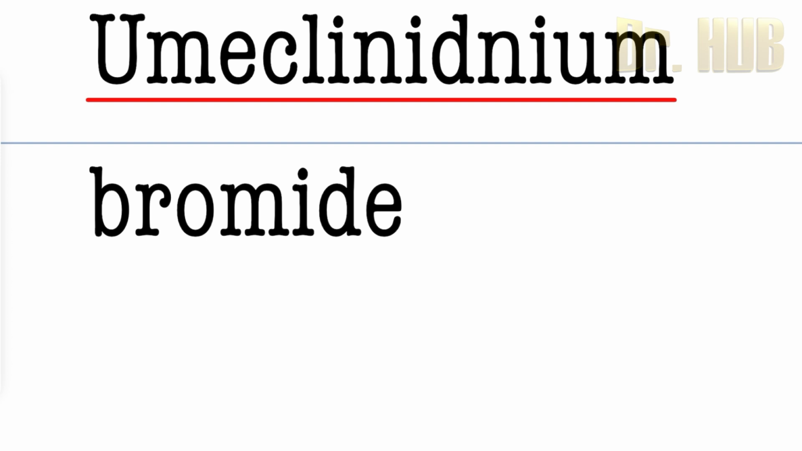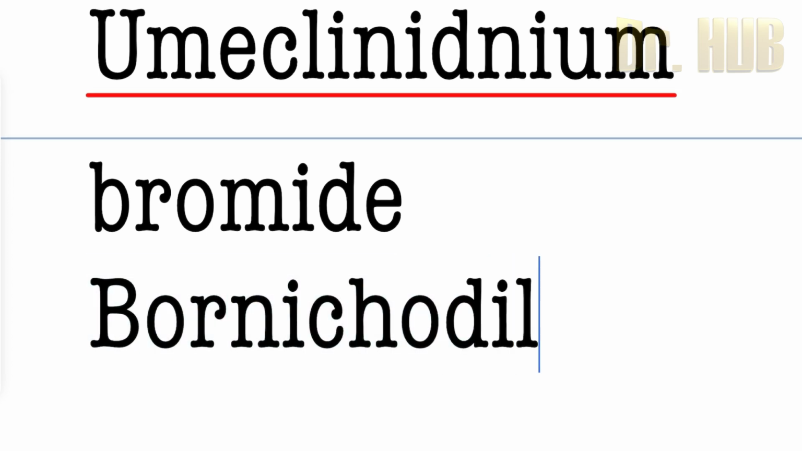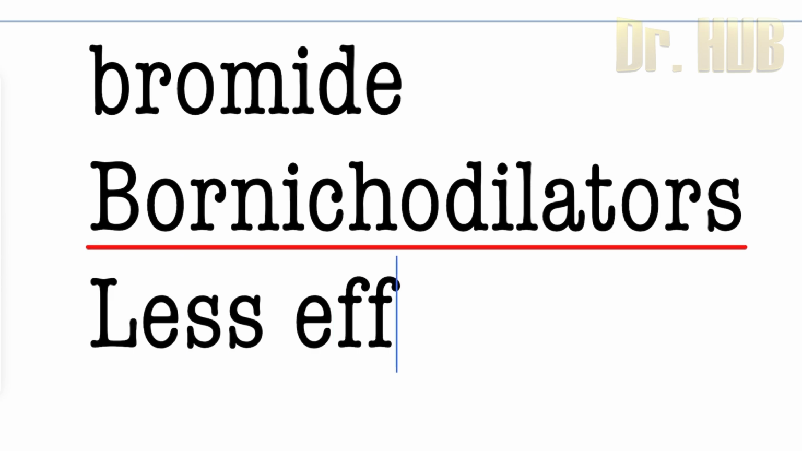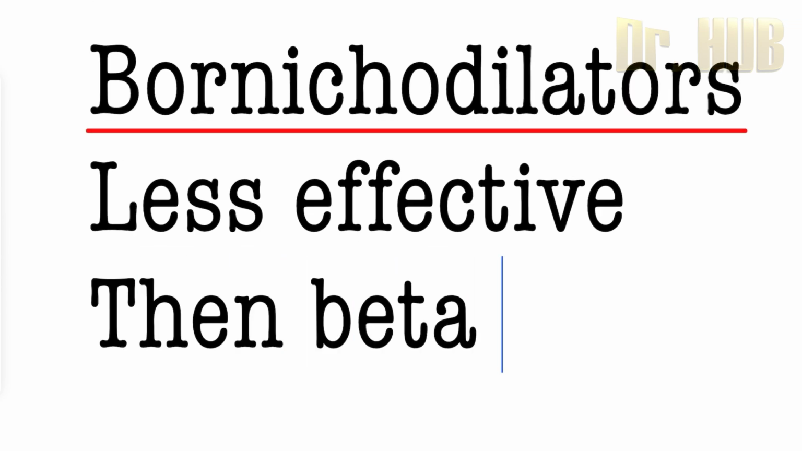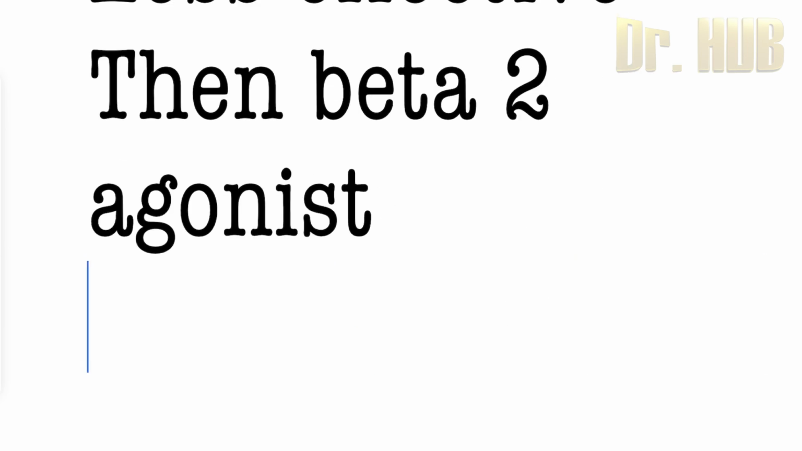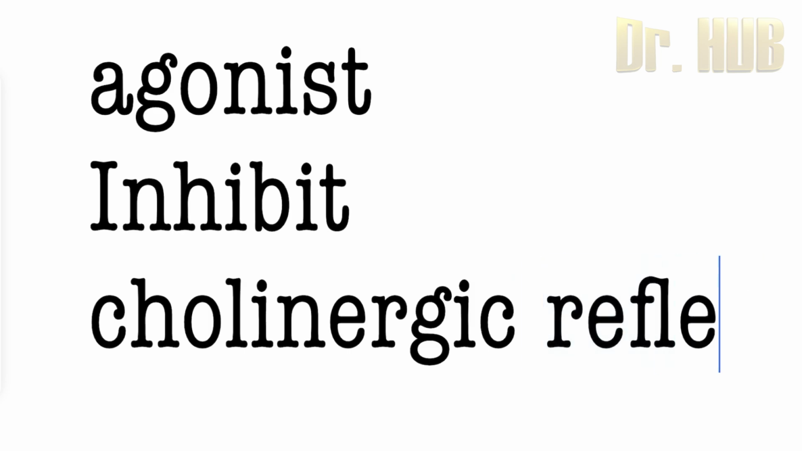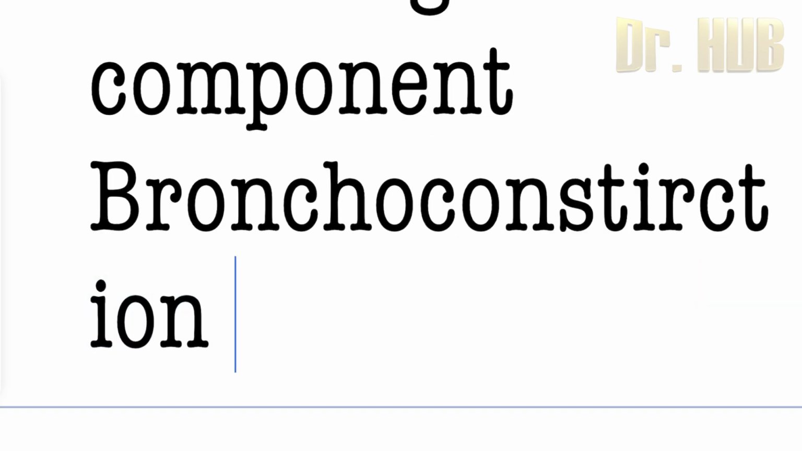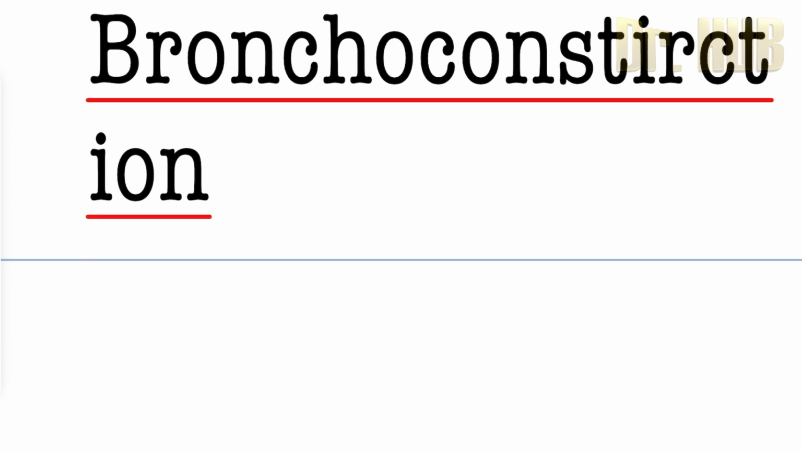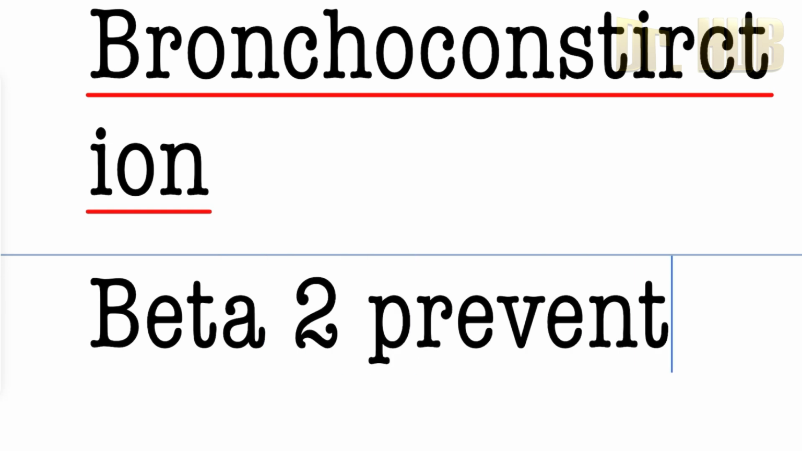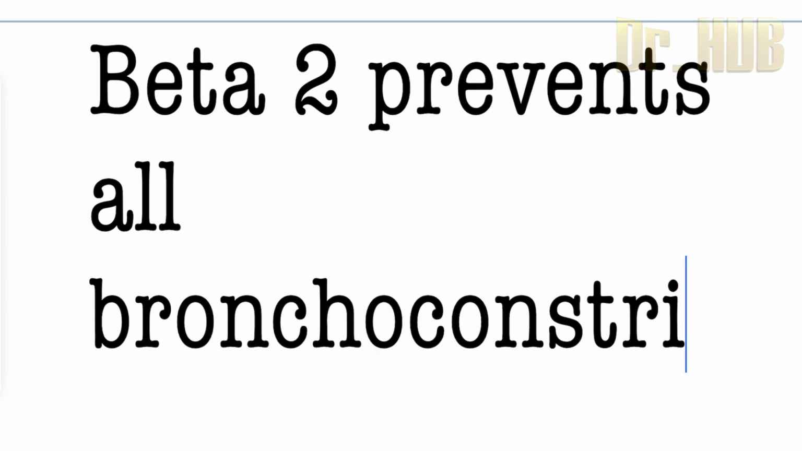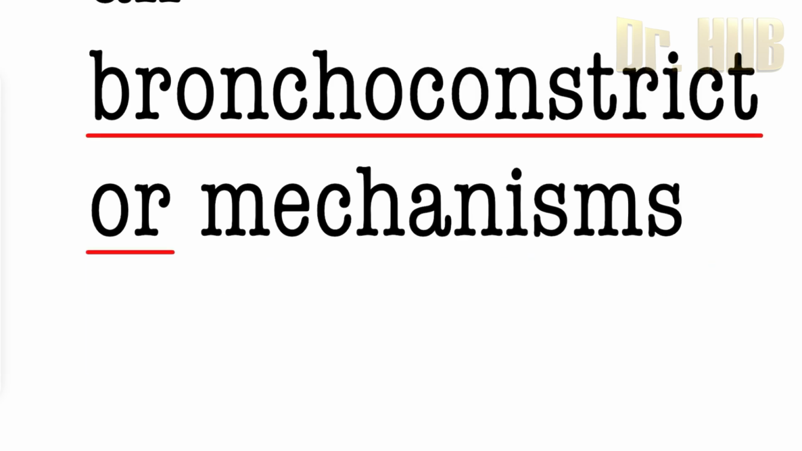These are bronchodilators, but they are less effective than the beta-2 agonists in asthma therapy, because they inhibit only the cholinergic reflex component of bronchoconstriction, whereas the beta-2 agonist prevents all bronchoconstrictor mechanisms.